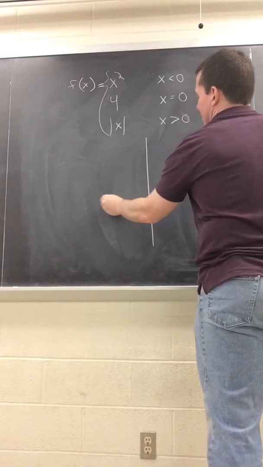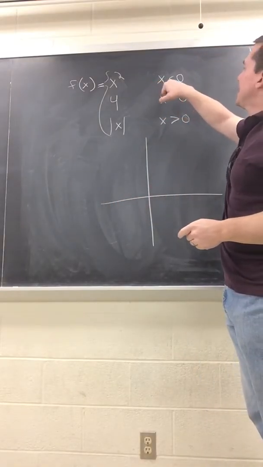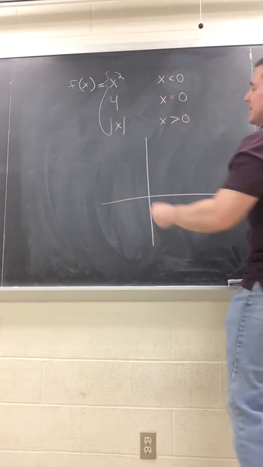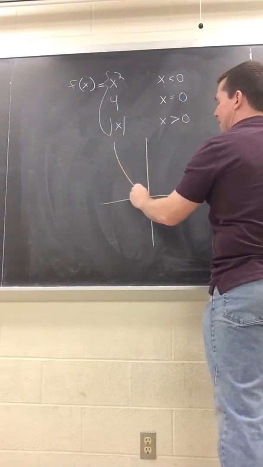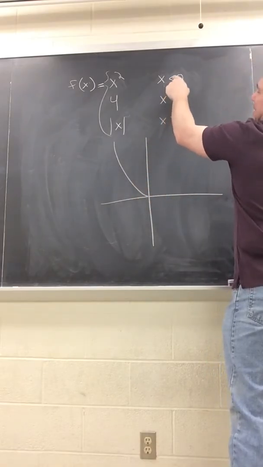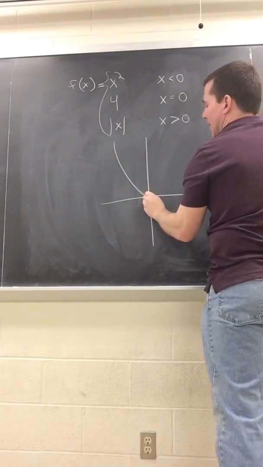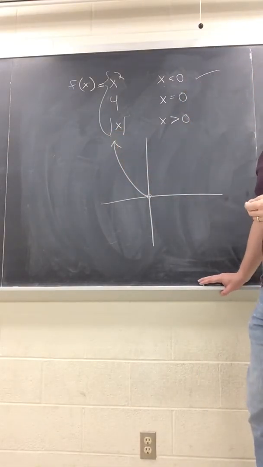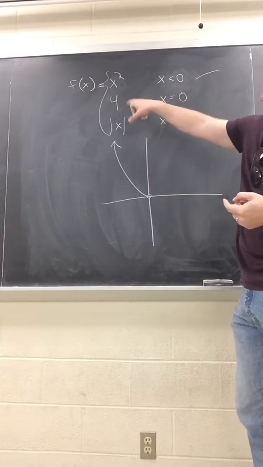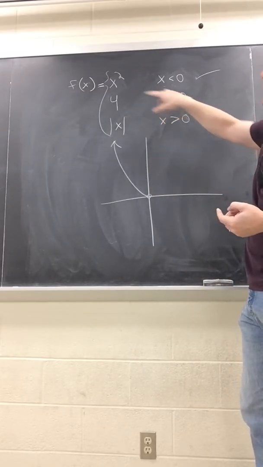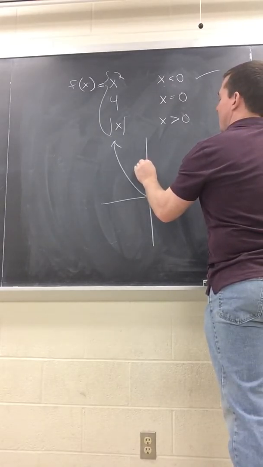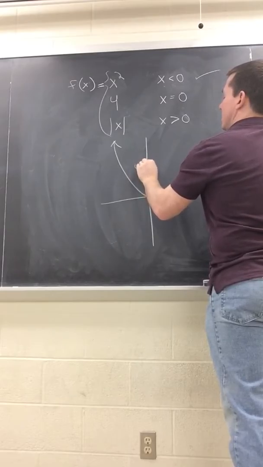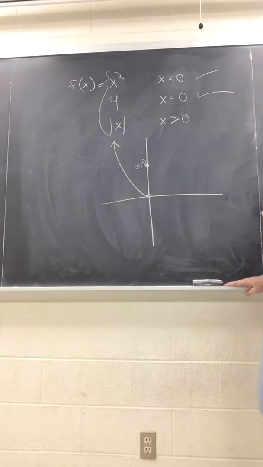So, first, for x less than 0, we get x squared. That's just a parabola, just restricted to x less than 0. So, draw my parabola at 0. Since that's only defined for x less than 0, I draw an open circle. That part's done. Now, when x is 0, we get 4. That's actually a point, the point (0, 4). So just color in the point (0, 4). That's that part. That's easy enough.